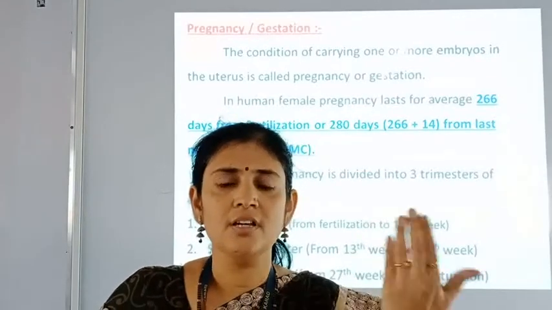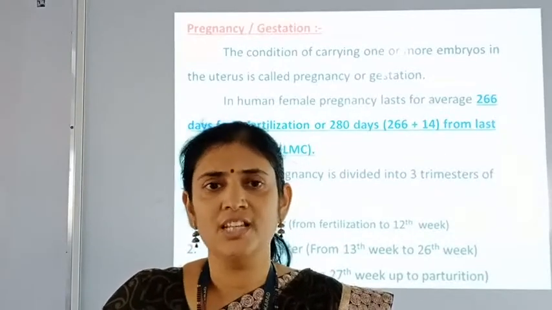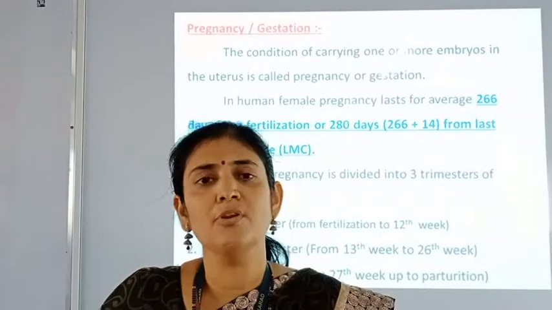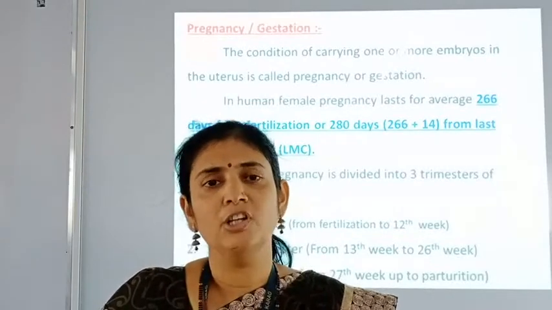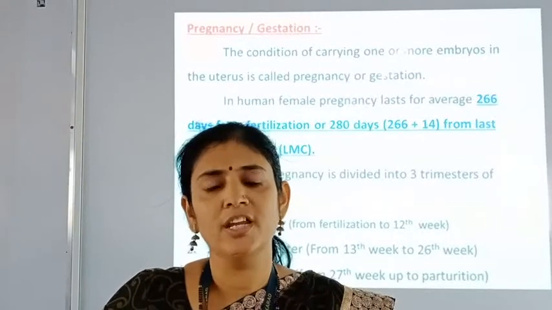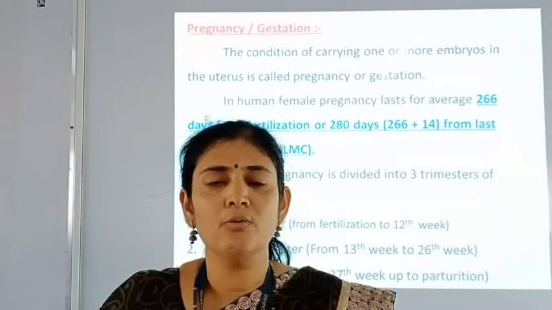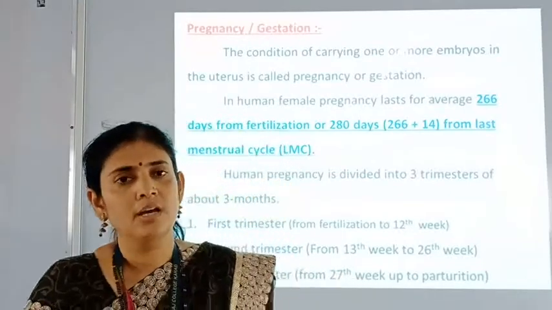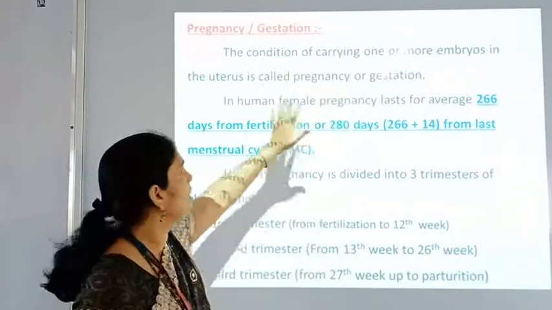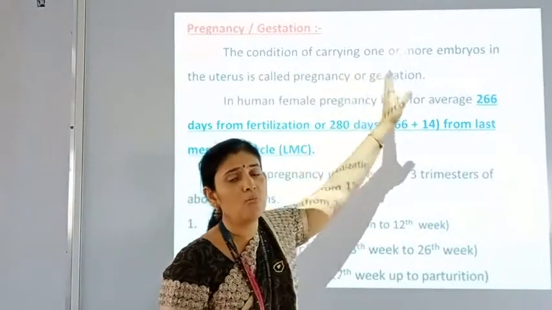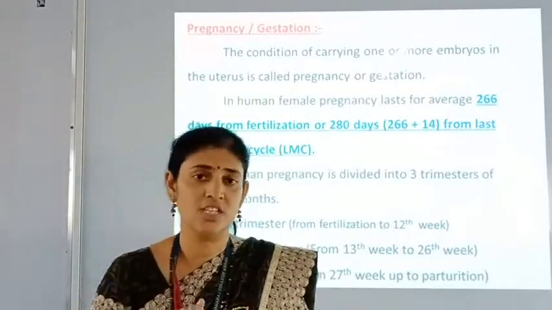After gametogenesis we have seen fertilization. After fertilization we have seen how the embryo develops in the uterus, and from this embryology one very important event, pregnancy, which is carried in the human female body, we have to study in this lecture. The definition is: the condition of carrying one or more embryos in the uterus is called pregnancy or gestation.